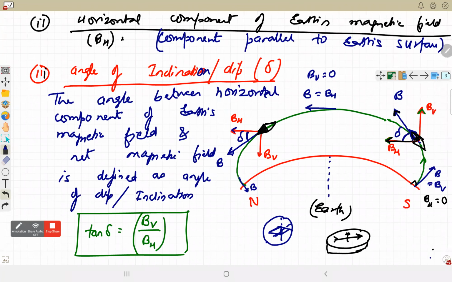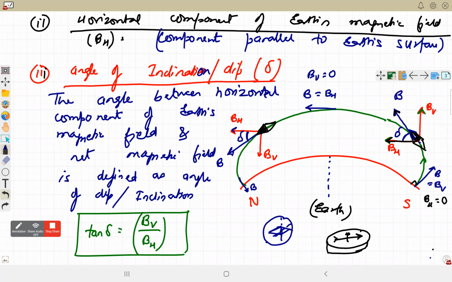So what is the angle of dip at poles? At the poles of the earth? What should be the value? Are you getting my question? Poles पे angle of dip की value कितनी होती है? What should be the angle of dip at poles?